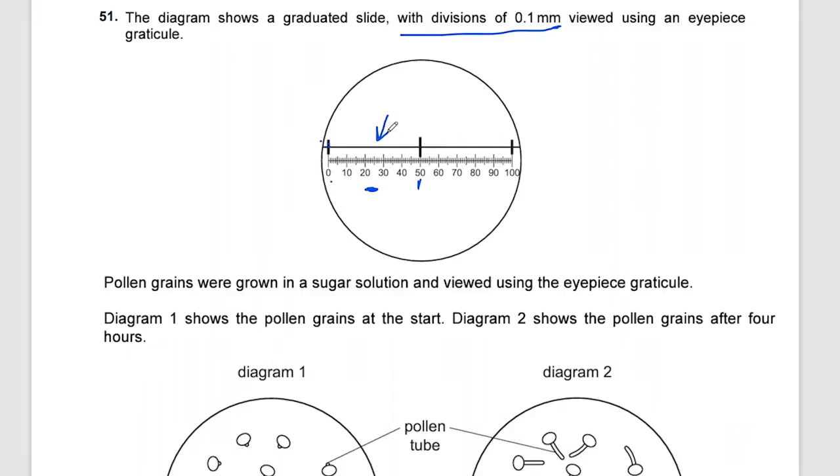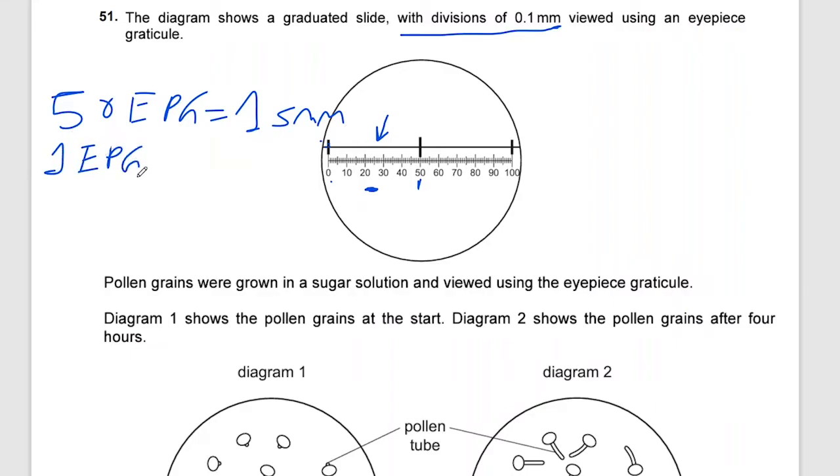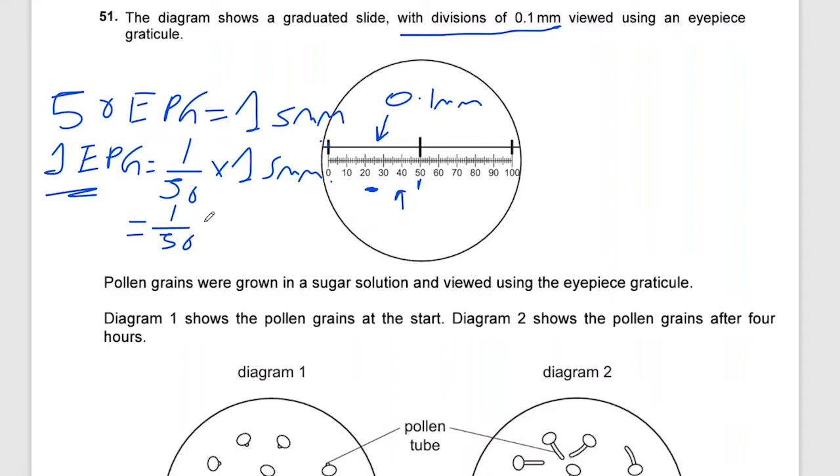So 50 eyepiece graticule divisions equals 1 stage micrometer division. So 1 eyepiece graticule division will be equal to 1 divided by 50 of 1 stage micrometer division. And we know that each single stage micrometer division is 0.1 millimeter wide. So every EPG, one division of the eyepiece graticule, equals 1 divided by 50 times 0.1 millimeter.